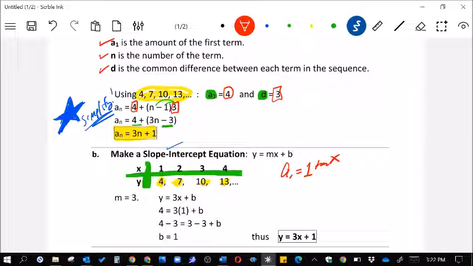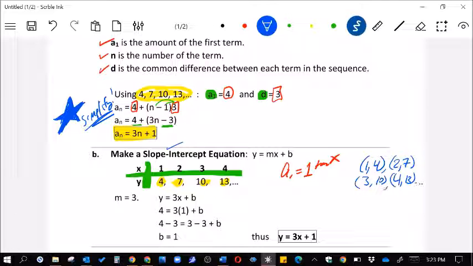And that means we actually have pairs. So I'm going to write them over here. This would be like making a table of values, it's just sideways. 3 and 10, 4 and 13, and we could have more. Well, that means we can do a few things.